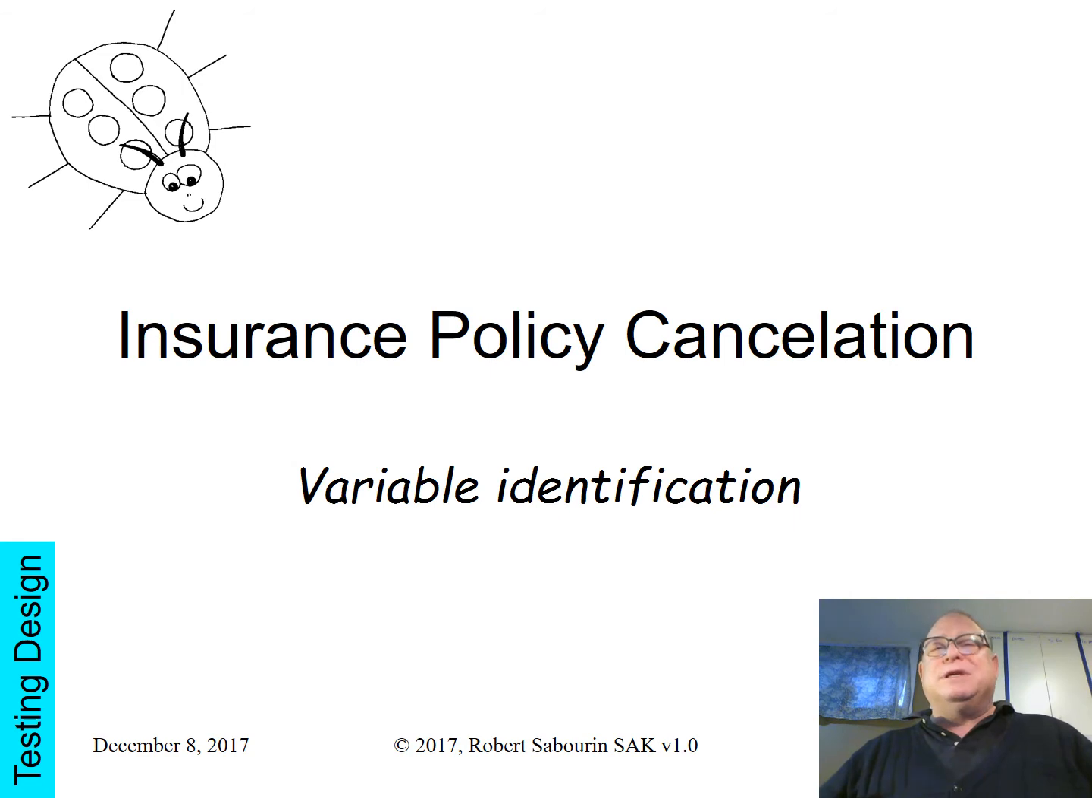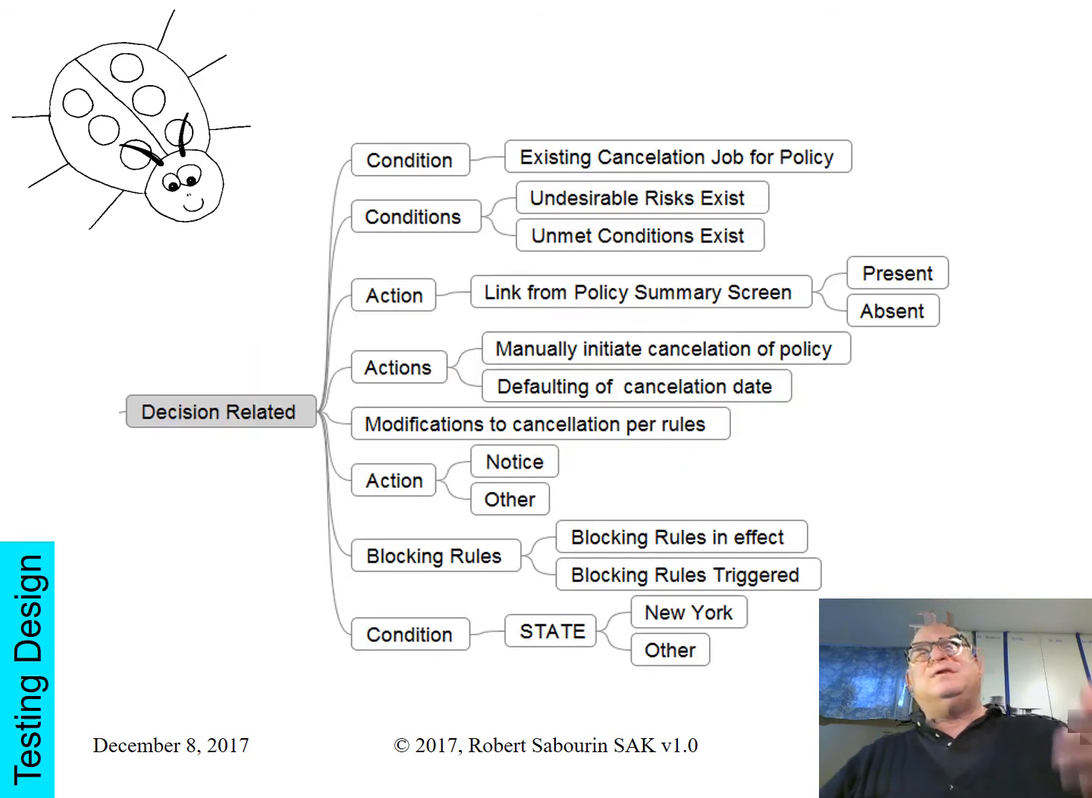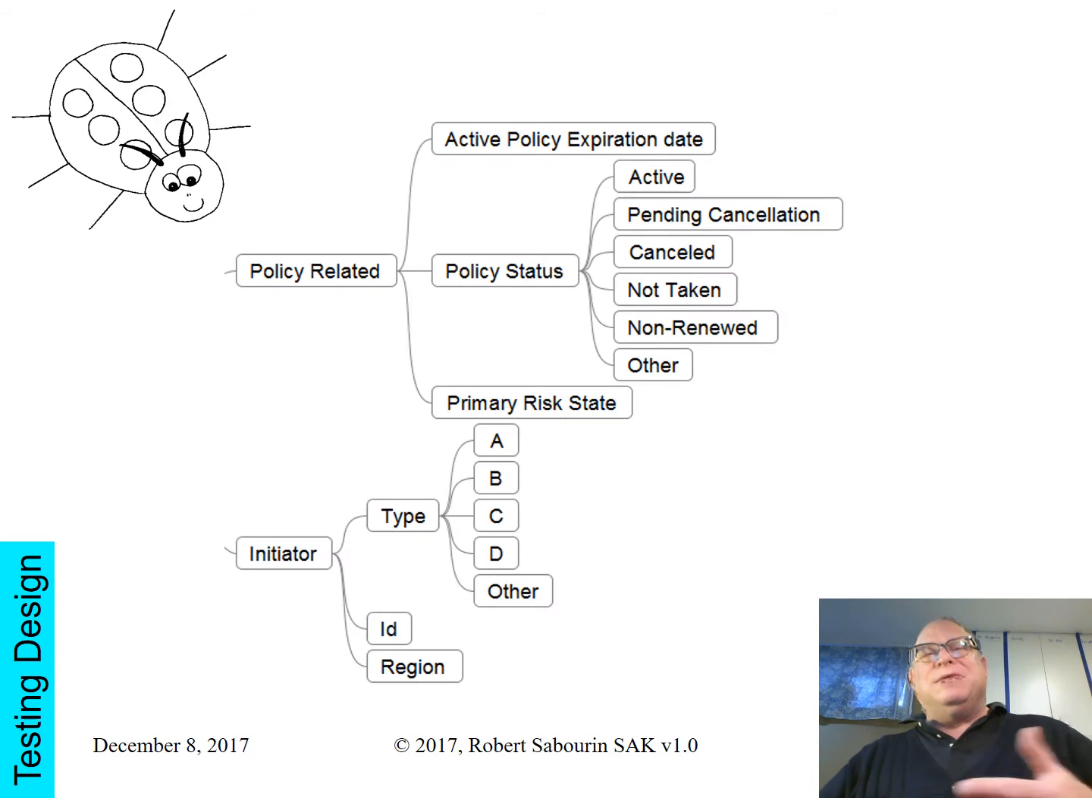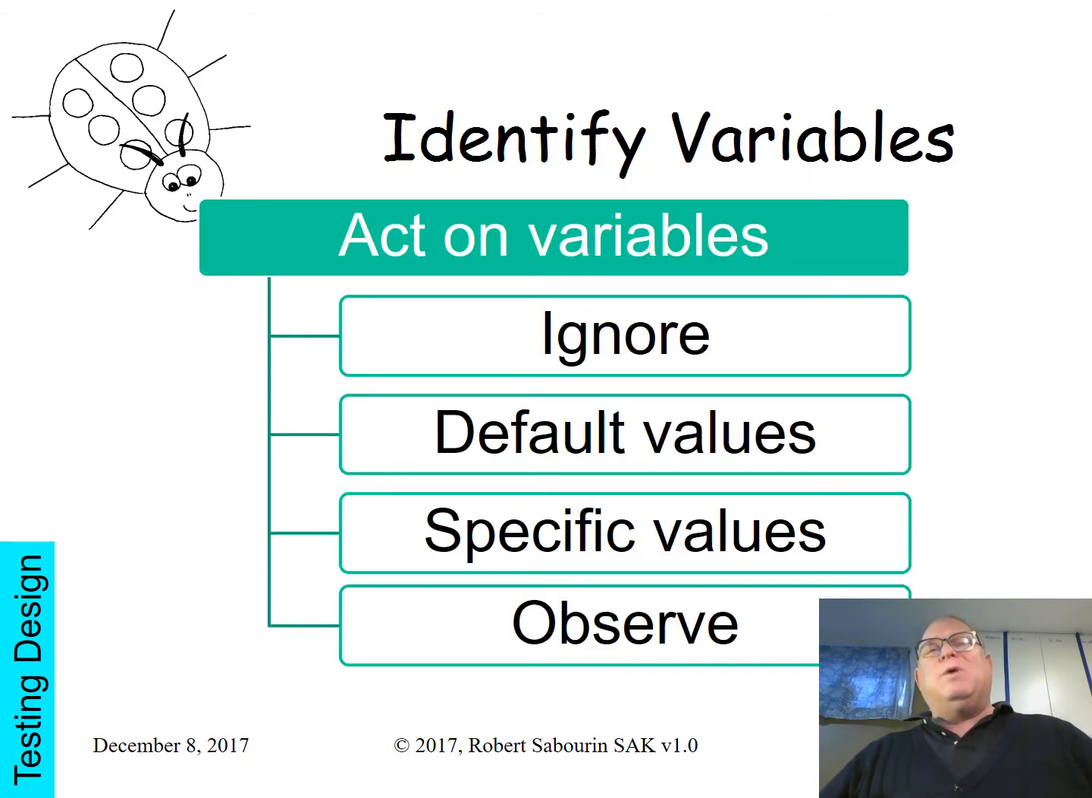And what's really cool, and this is an example from an insurance company where we have variables related to a feature related to canceling policies. So all of them basically mapped out. And we get these by looking at requirement documents, design documents, talking to people, talking to customers. So this big visualization of the variables. And once we've got the visualization of the variables, then the first real test decision we make is, how do we act on the variables?